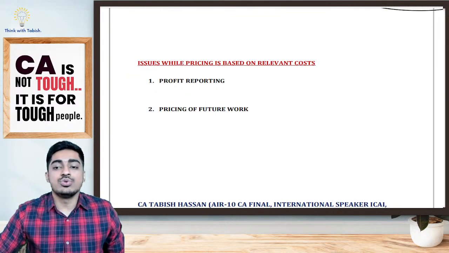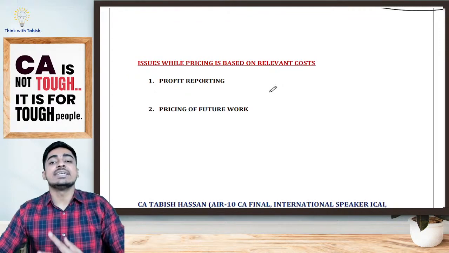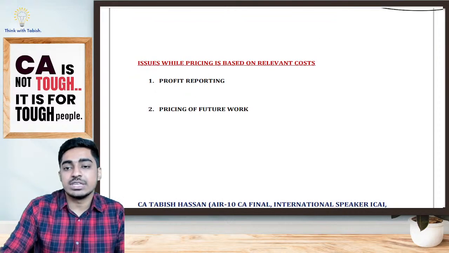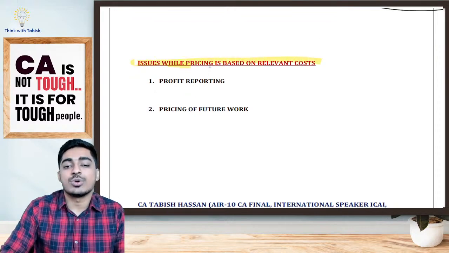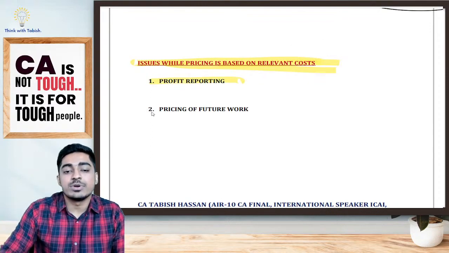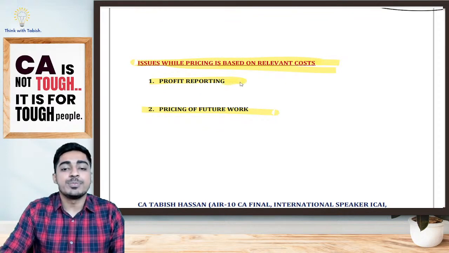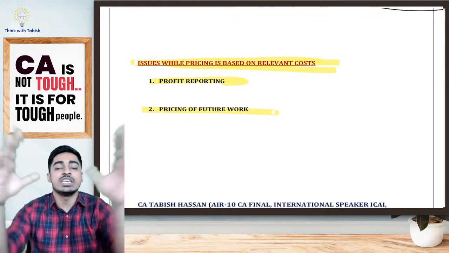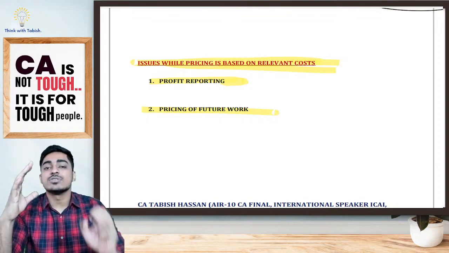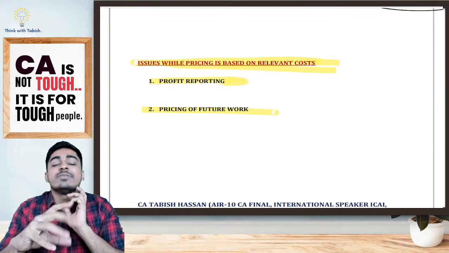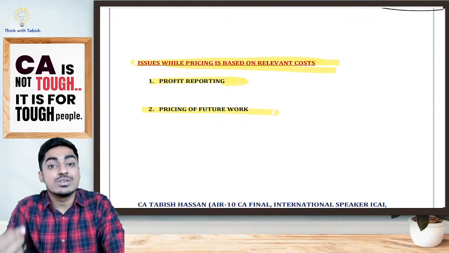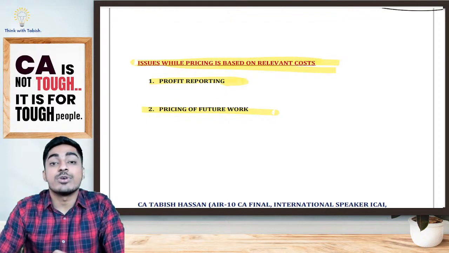Now, two issues are there if we are taking a decision and accordingly determining the price based on relevant cost. Maybe they ask for theory questions. What are the two issues or challenges if pricing is based on relevant cost? Firstly, profit reporting. Second, pricing of future work. Profit reporting: in the books, what all cost will be showing? We'll be showing all the cost. We'll be showing relevant cost, we'll be showing irrelevant fixed cost as well. But while we are setting the price, we are considering only relevant cost.